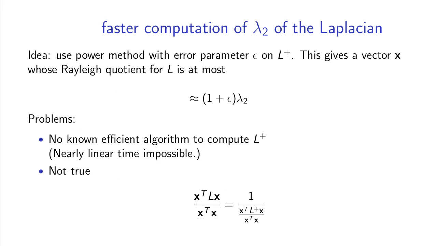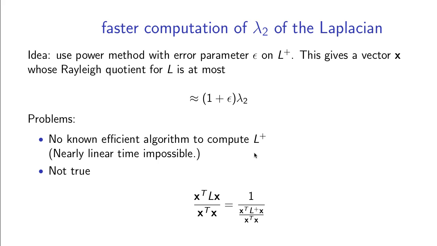There are two problems with this idea. One is that in order to run the power method on L plus, it seems that we need to compute L plus, and there is no really efficient algorithm that does this computation. I mean, there are polynomial time algorithms that do this computation, but not nearly linear time algorithms. In fact, it's hopeless to even look for a nearly linear time algorithm here, because it could be that the Laplacian has only order of n non-zero entries, but its pseudo-inverse has order of n squared non-zero entries. So it's not even possible to compute the pseudo-inverse in time nearly linear in the number of non-zero entries of the Laplacian.